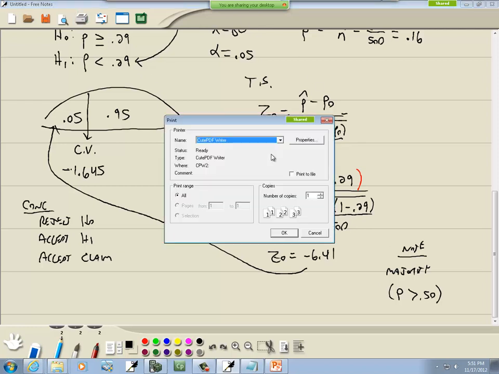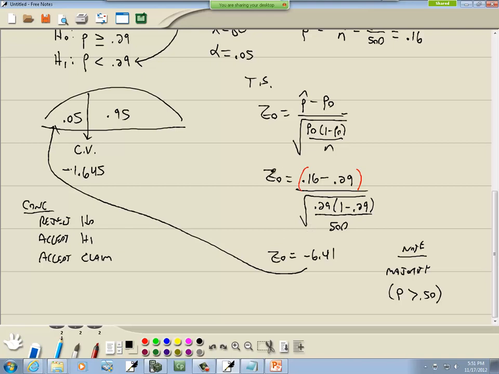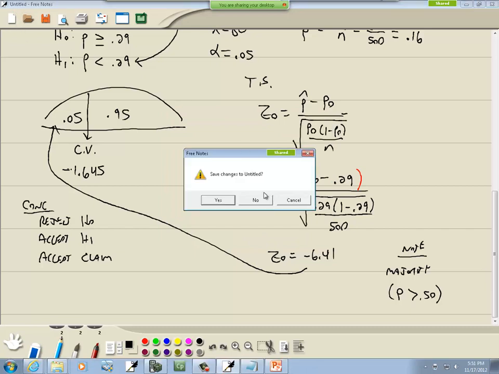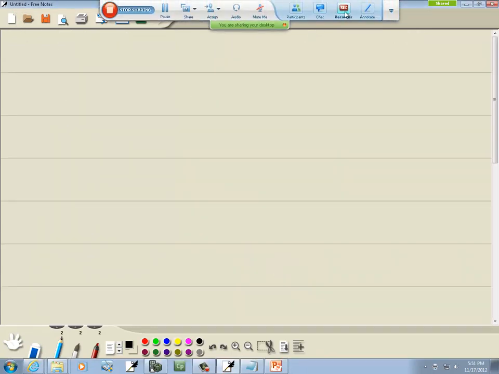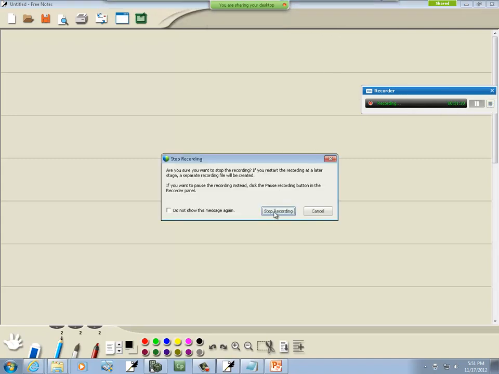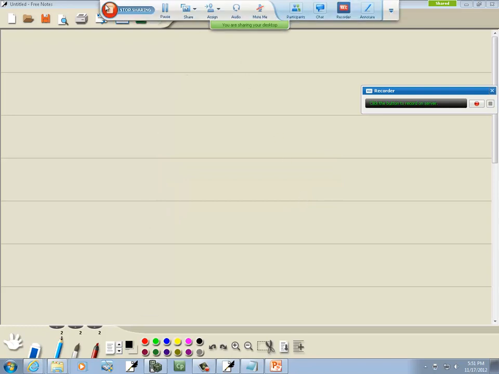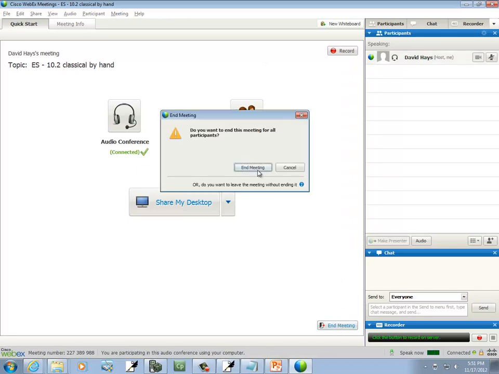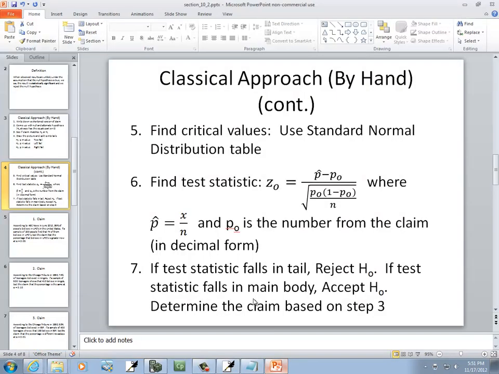Let me save this. This is about perfect timing. Resident Evil's getting ready to come on. I've been kind of watching Dawn of the Dead out of the corner of my eye, which is probably why I made a couple mistakes. Okay. Let me save that. Now stop the recorder here. And then stop this other recorder.